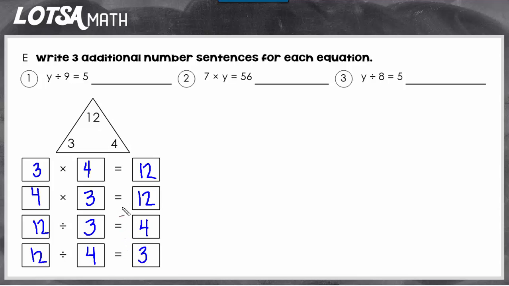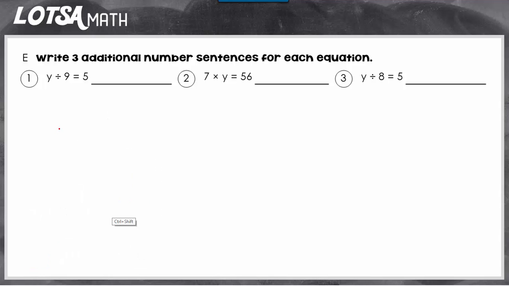So remember, with these fact families with multiplication and division, the largest number always goes at the end of a multiplication problem, and the largest number always goes at the beginning of a division problem. So now we can look at some examples on how to write 3 additional number sentences.